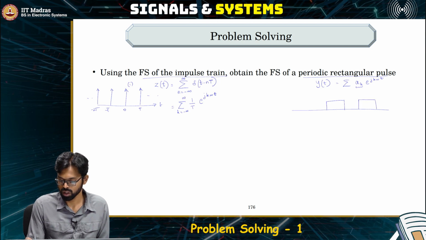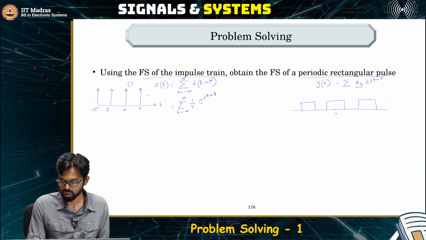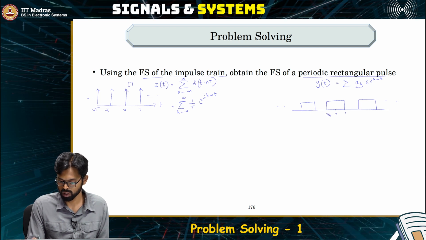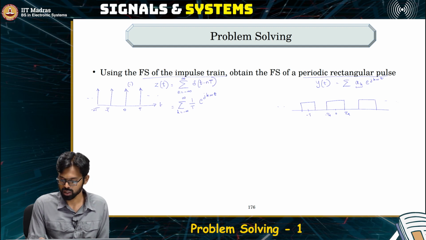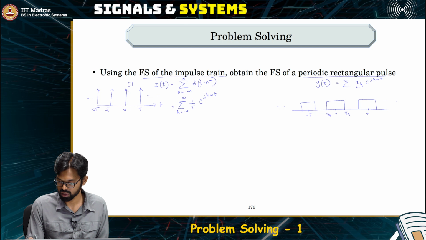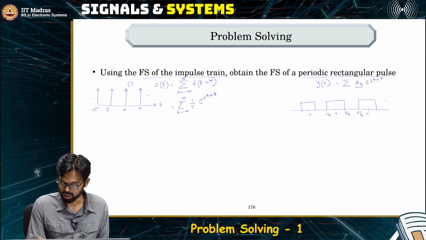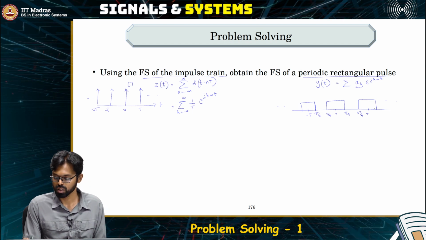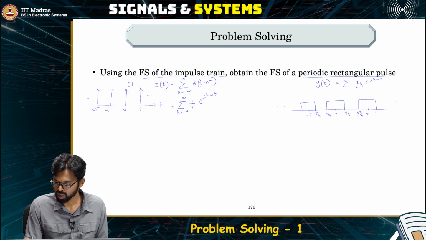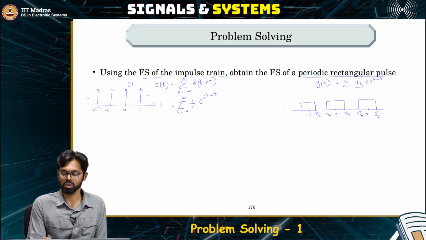So we know that it looks like this: 0, minus T/4, plus T/4. This is minus T, this is plus T, this is at 3T/4, and this is minus 3T/4, and this is 5T/4, and so on.